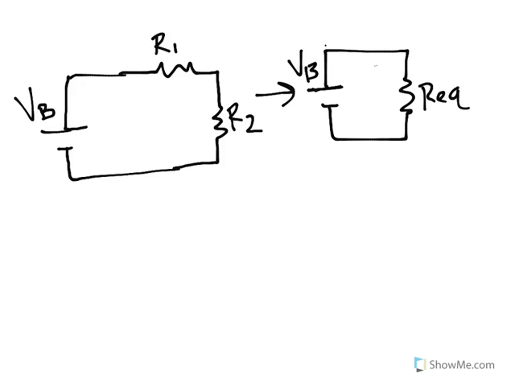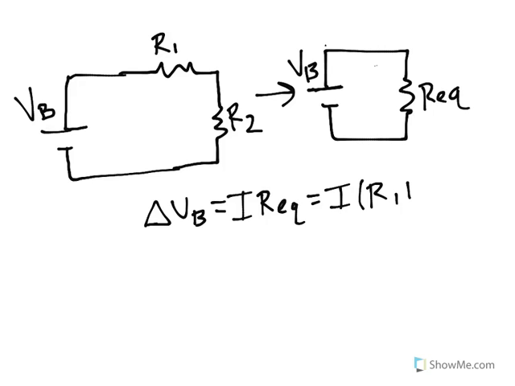And so if I use Ohm's law now, the potential drop of my battery, or potential given by my battery, is equal to the total current times my equivalent resistance. So that's equal to the total current times R1 plus R2. And once I find that current, I know current is constant in a series circuit. So that means the current here is the same as the current here.